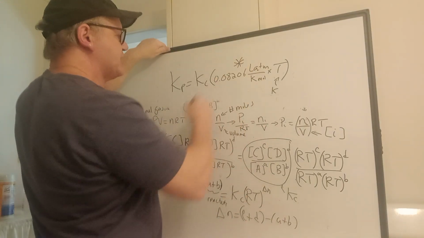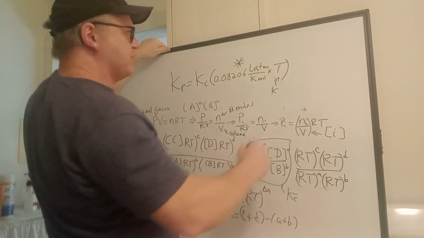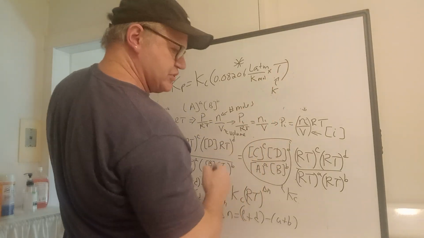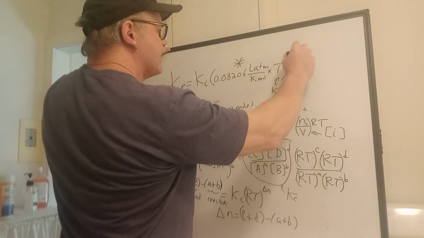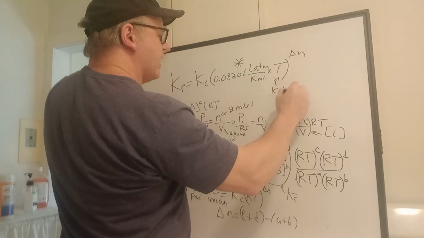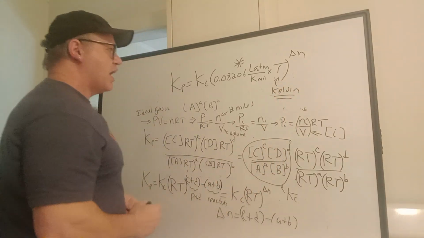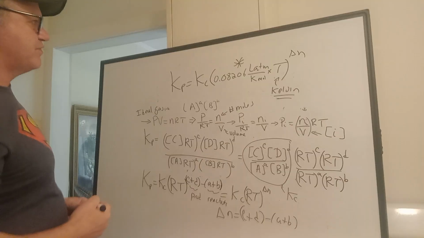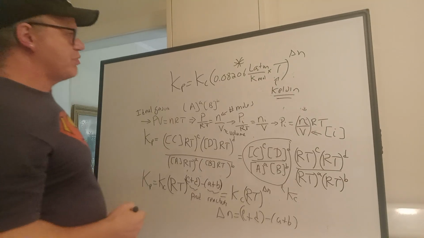I'm going to put a big asterisk here. That tends to be a confounding point. And this is raised to the delta n, and this is in Kelvin. I'll write Kelvin out, because we have so many K's here, they always get confusing. So this is the working form of the equation.